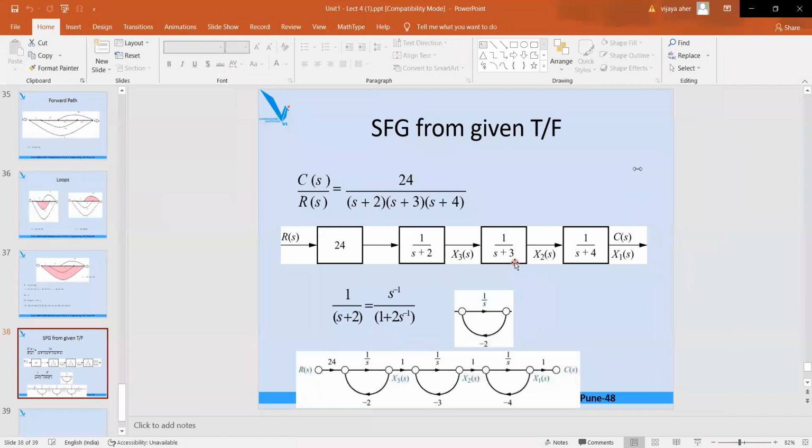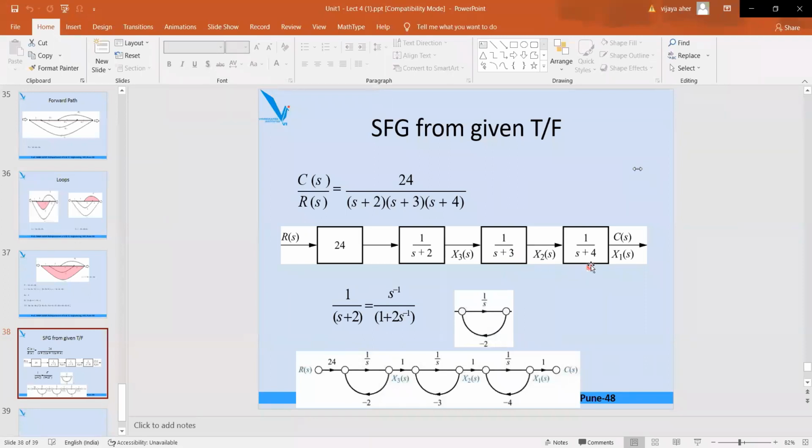So you can write this term, 1 divided by s plus 3 is equal to s raised to minus 1. You are supposed to write, students, 1 divided by s plus 3 is equal to... I have written one term here, look. Second term you have to write, and from this term we are going to draw the SFG. Write the second term: 1 divided by s plus 3 is equal to s raised to minus 1 divided by 1 plus 3 into s raised to minus 1. Finish?